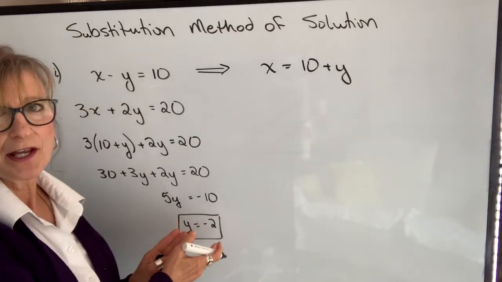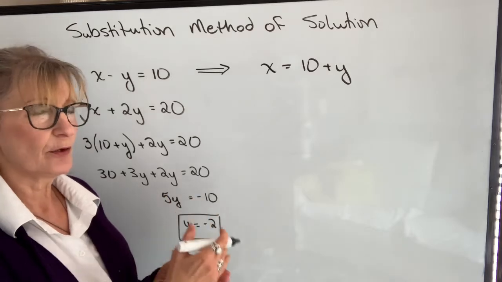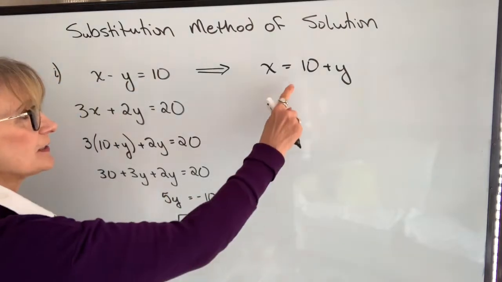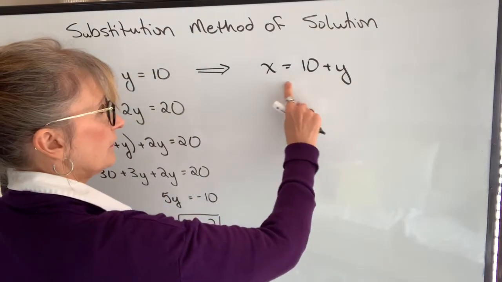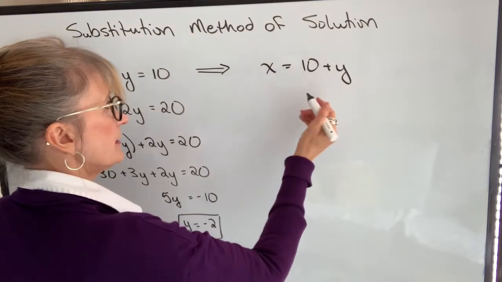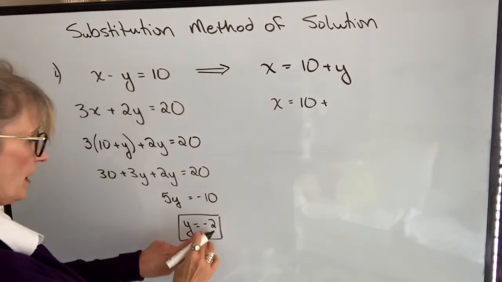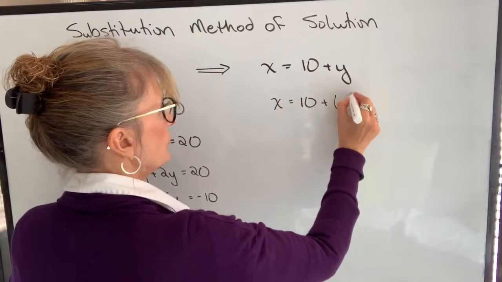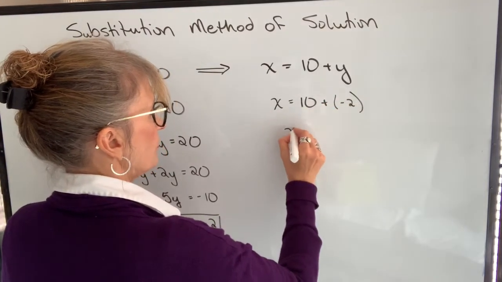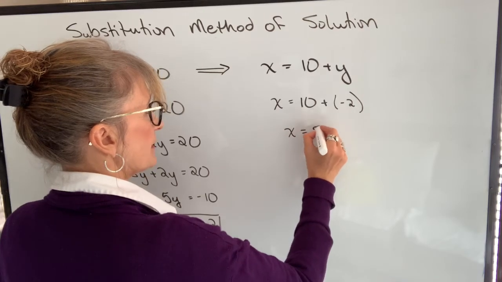We only have half of the solution. I need the value of x as well. That's going to be easy to find once I have my x isolated like this. So x will equal 10 plus the y value, which is negative 2. So 10 plus negative 2, x is equal to 8.